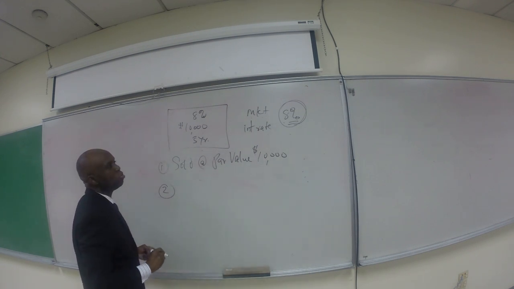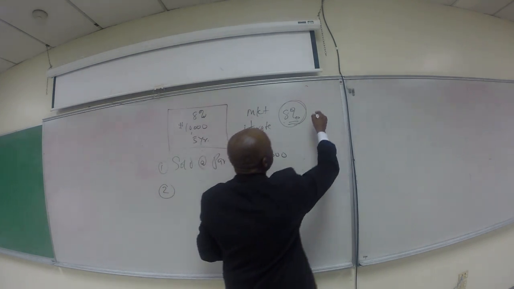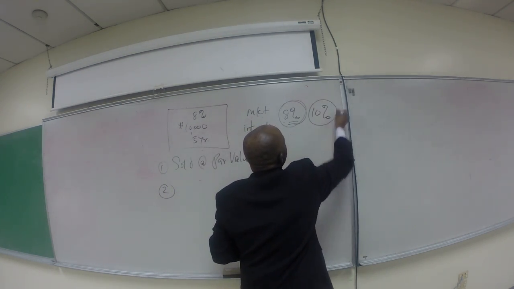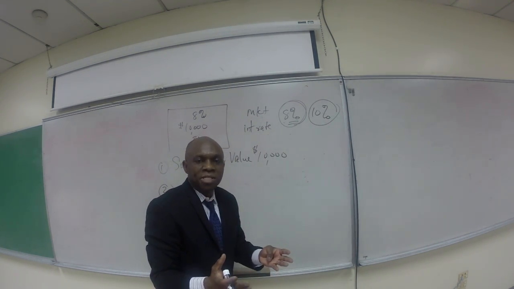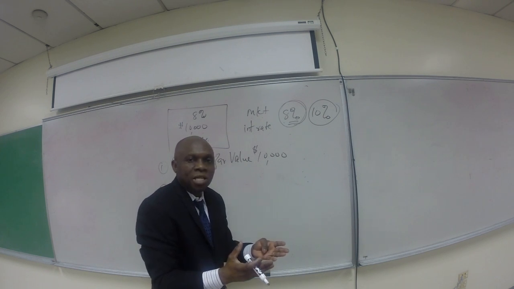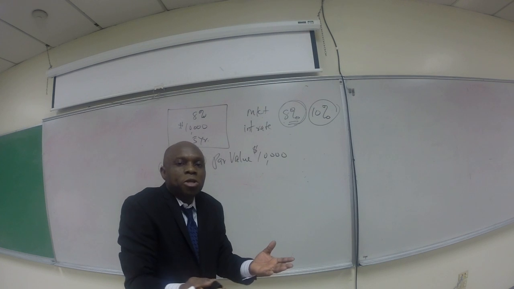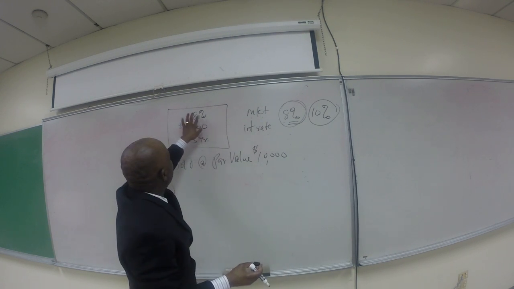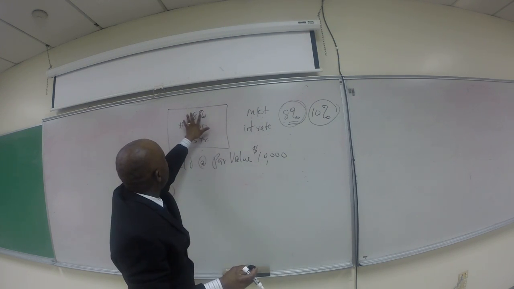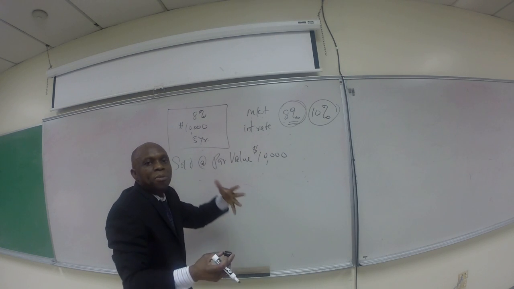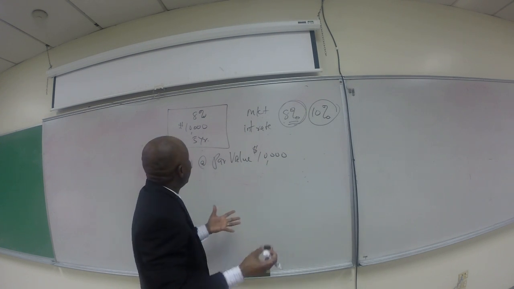Now, let's take a look at the situation. 6 months later, the market interest rate went up to 10%. Now, the company is still in the business of issuing this bond. Now, what is the company going to do? The company cannot use a whiteout to clean up the 8% and put 10% because it's a legal document. You can't do that. You can't alter it.